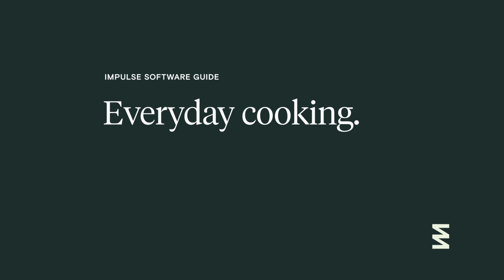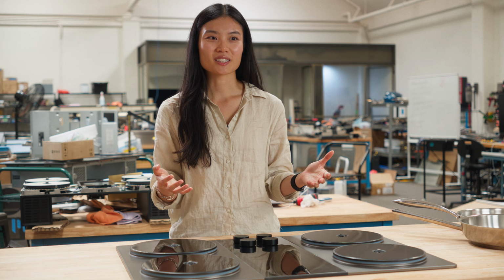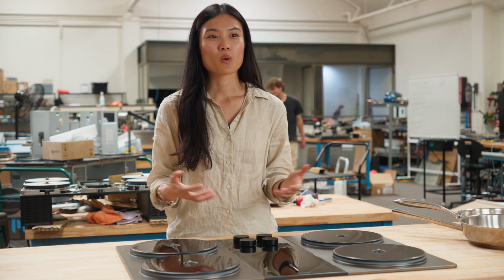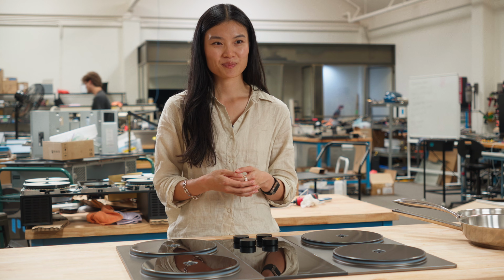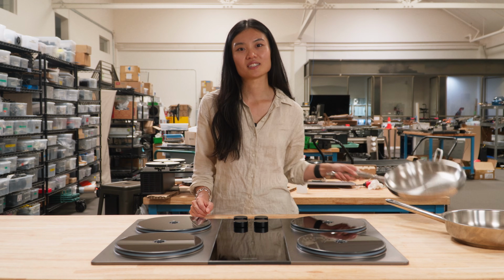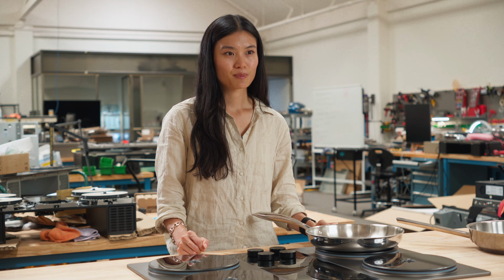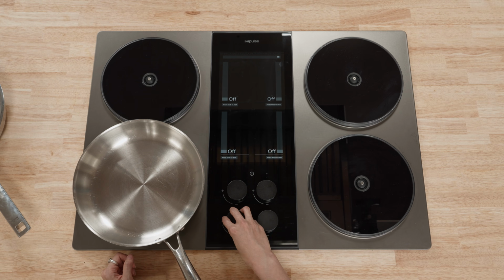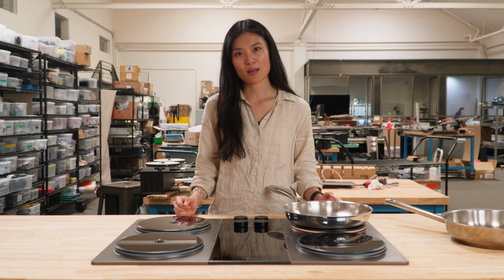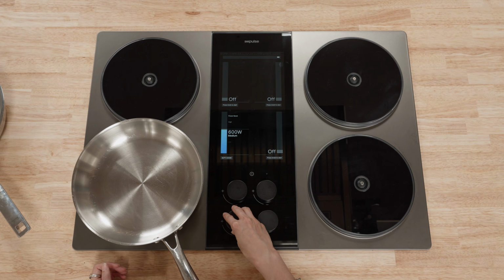Let's get started with everyday cooking. Everyday cooking on Impulse is designed to feel familiar while giving you more control when you want it. To begin cooking, place an induction-compatible cookware on a burner. Impulse offers 2 cooking modes, power mode and temperature mode. Press and turn the corresponding knob to enter the default power mode. You can switch between power and temperature modes at any point while cooking by pressing the knob.